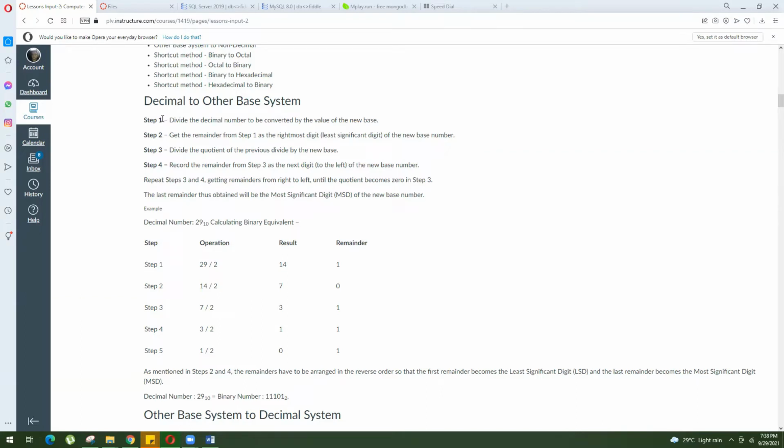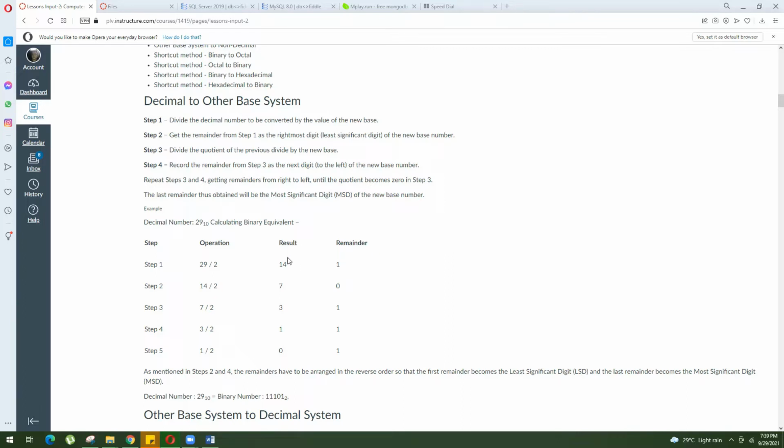Okay, first step, divide the decimal number to be converted by the value of the new base. So, for example, if we are going to convert it into binary, we divide it by 2. To convert it into octal, by 8. If we want to convert it to hexadecimal, by 16. Next, get the remainder from step 1 as the rightmost digit, or the least significant digit, of the new base number. So, step 1, 29 divided by 2 is 14, and we have a remainder of 1. That will become your rightmost number.